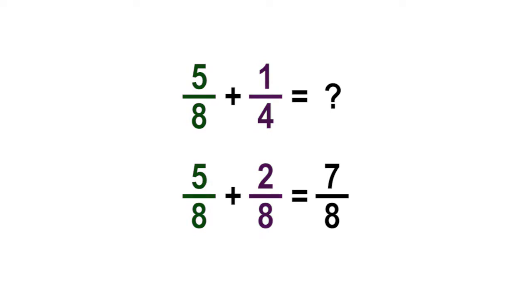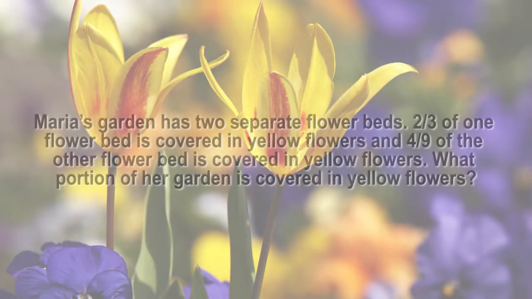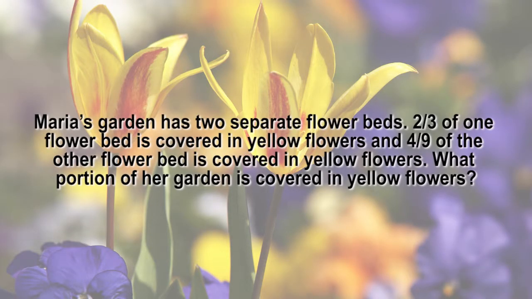Today, students will use the same strategy to find common denominators with both add-ins. Although finding the least common denominator can make the computation more manageable, it is not necessary. Let's begin with our first problem. Maria's garden has two separate flower beds. 2/3 of one flower bed is covered in yellow flowers, and 4/9 of the other flower bed is covered in yellow flowers. What portion of her garden is covered in yellow flowers?